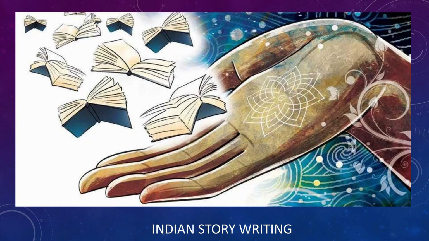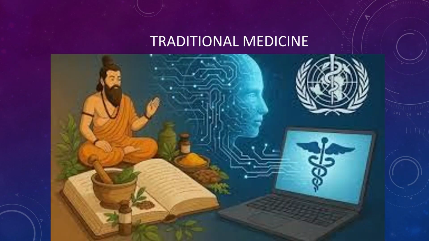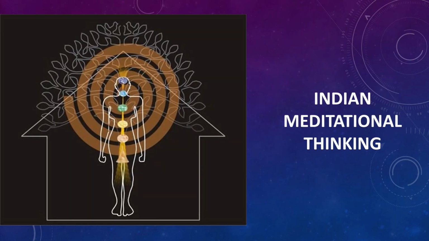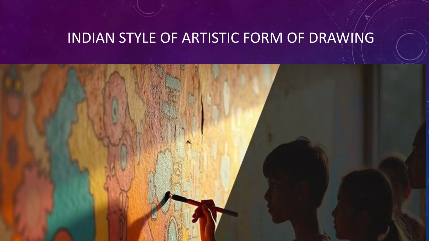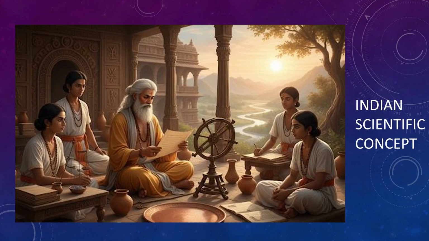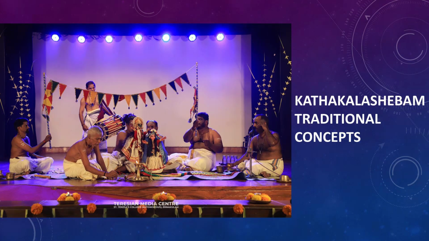I am going to sketch certain factors: Indian story writing, palm leaf manuscripts in the Indian context, traditional medicines, Indian language book writers in traditional themes, Indian meditational thinking, Indian style of artistic drawing, the traditional knowledge system, Indian scientific concepts, Buddhist philosophies, Kadagala Chepam, and traditional concepts. So I have covered certain factors. Now I want to explain the concepts I have given.